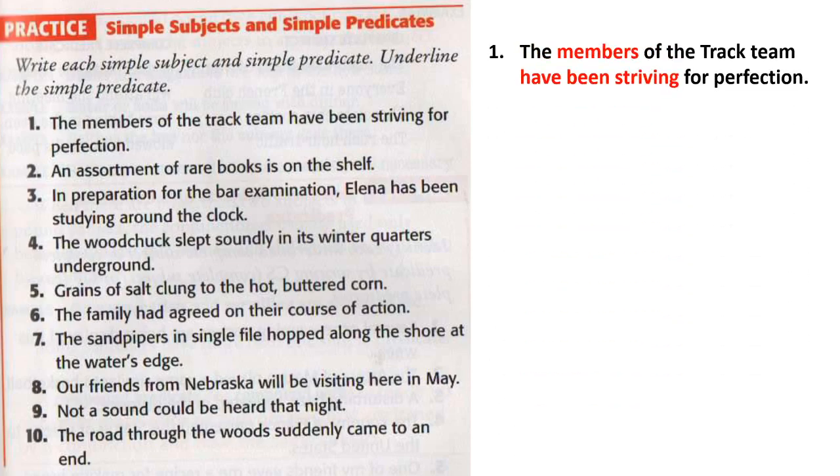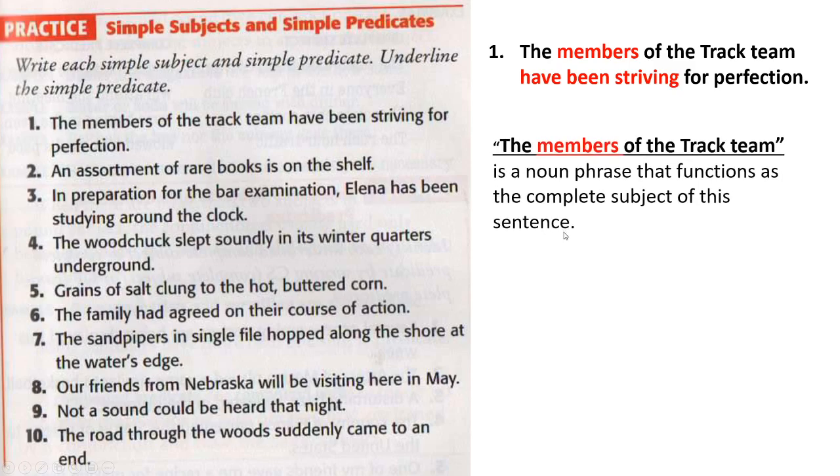We have an exercise here, and this is for practice. I advise you to complete your practice, and then in another video I'll be sending you the answers for this practice. So I'm going to give you an example anyway. The members of the track team have been striving for perfection. So the simple subject is members, which is the keyword in the subject. The members of the track team is the complete subject. Have been striving for perfection. Have been striving is the verb, so it is the verb phrase. Okay? That's it.